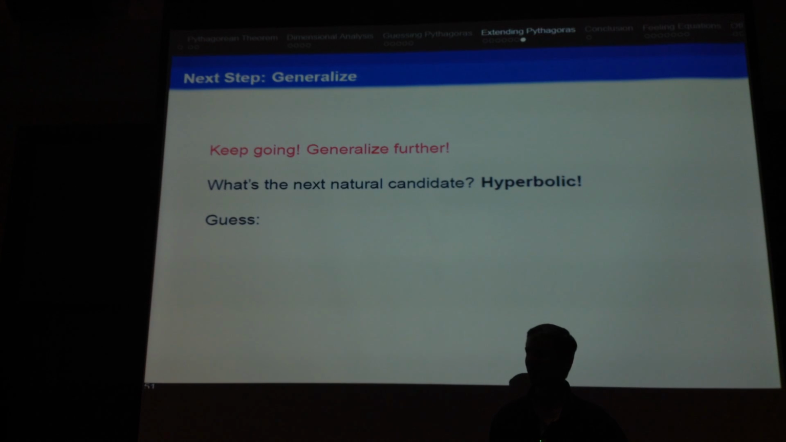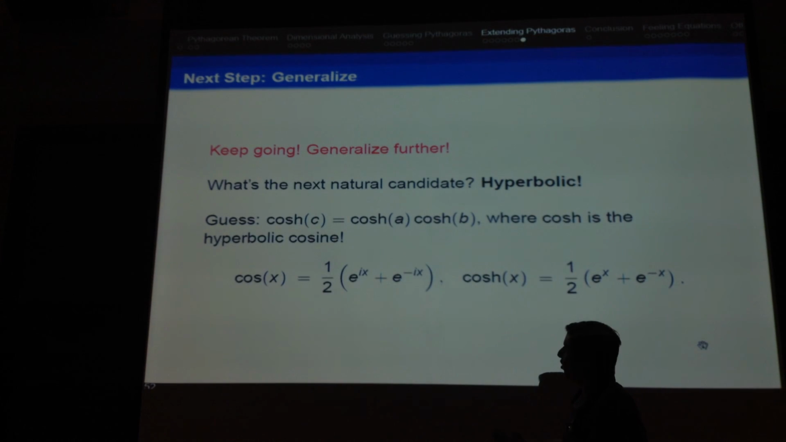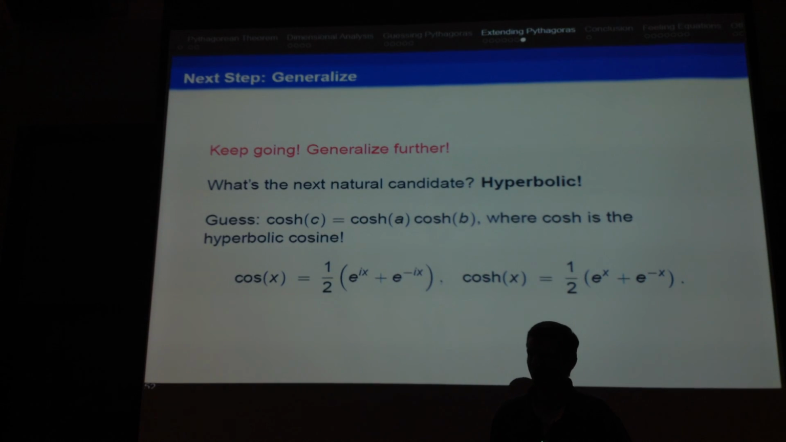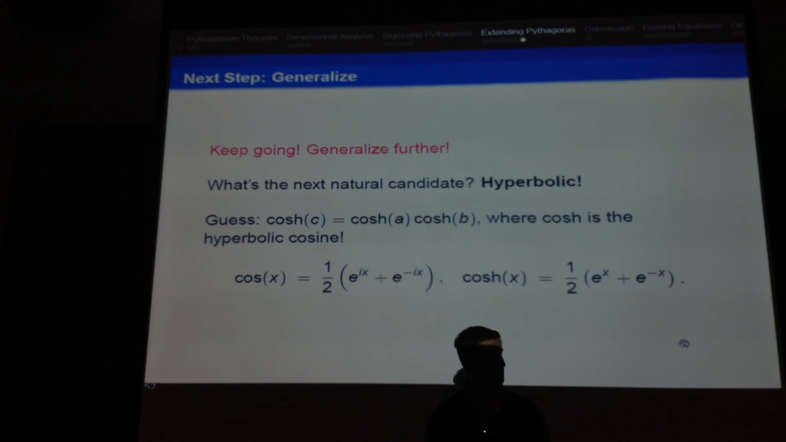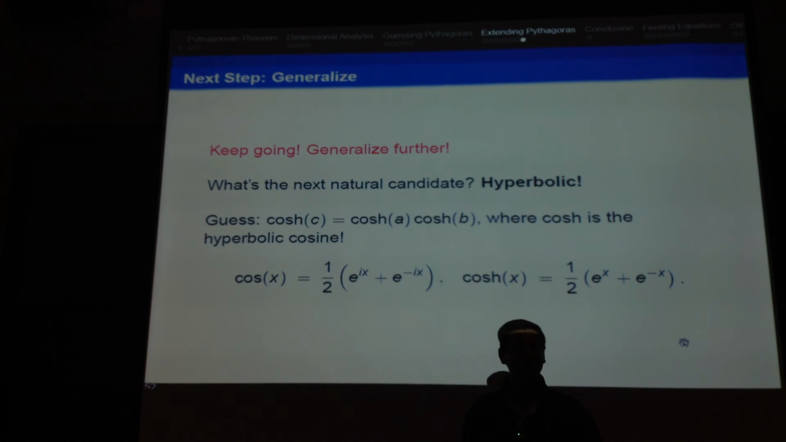Replace cosine with cosh. Cosh of C is cosh of A times cosh of B, the hyperbolic cosine. Absolutely correct. It generalizes exactly as you would expect it to. And so you want to see how far can you keep pushing this? What would it look like in other places? Can you get a sense of what the formula might be? If you have an idea of what the formula is, that is a great help in trying to prove it.